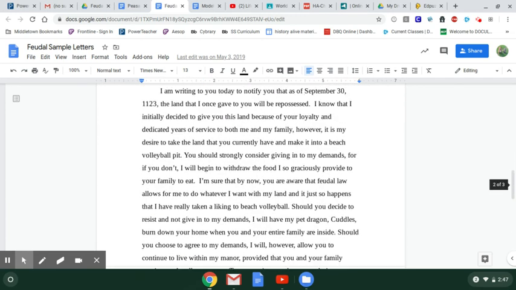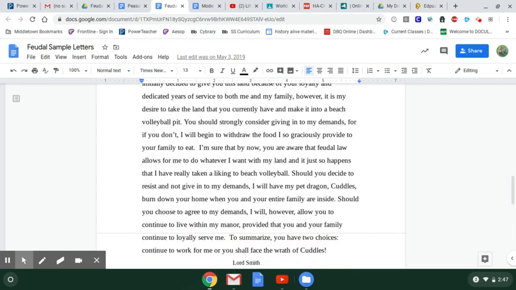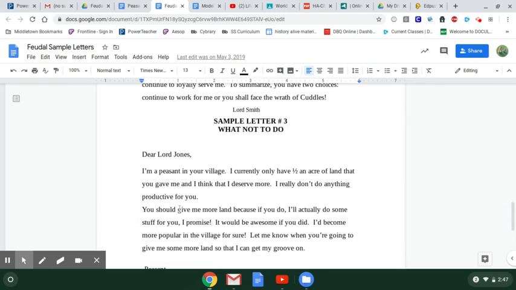Here's another example. This one's a little funnier. And here's a bad example of what not to do. Yours should not look like this and be this short. So it should not look like this or sound like this.